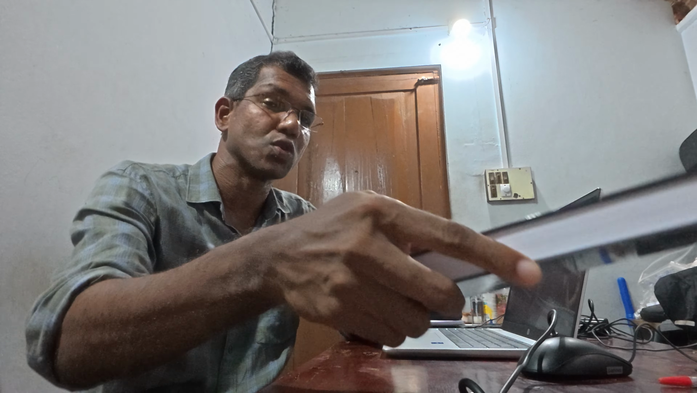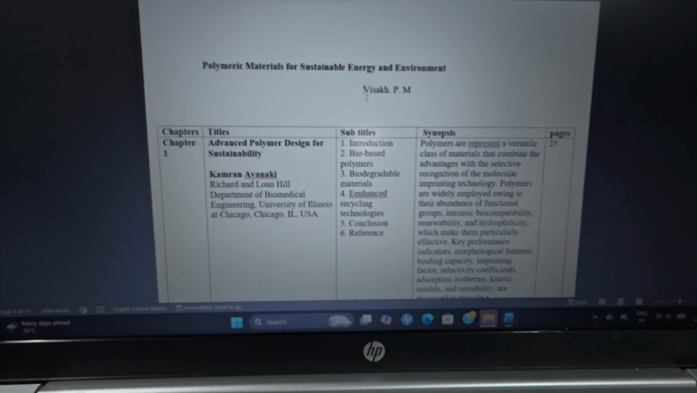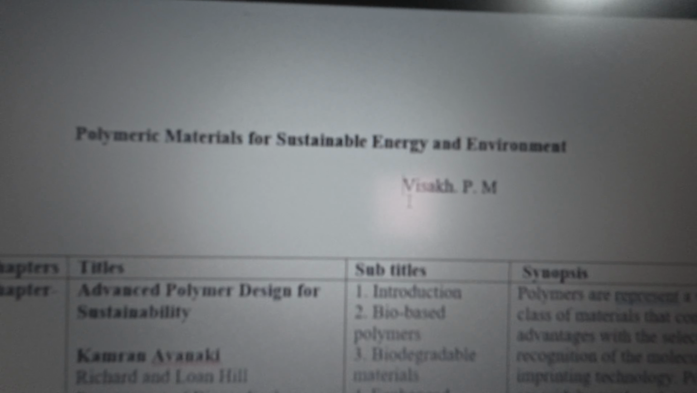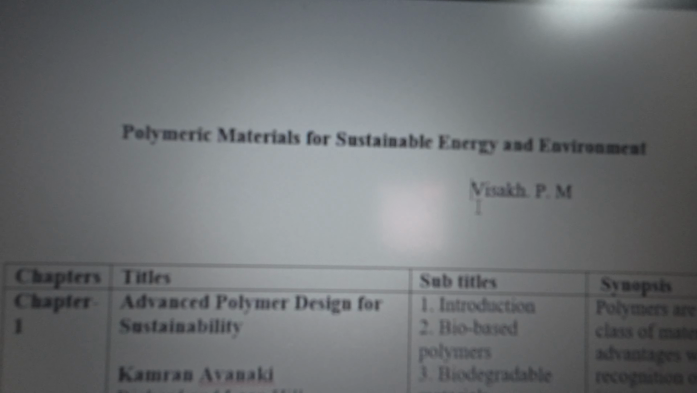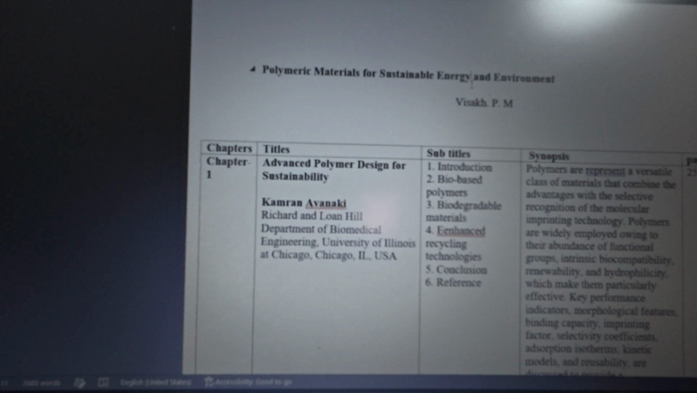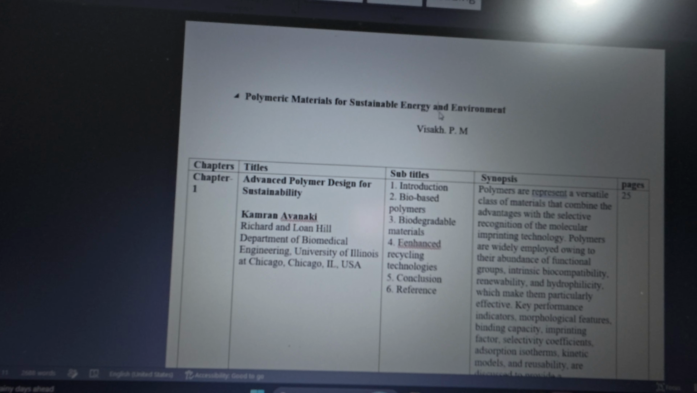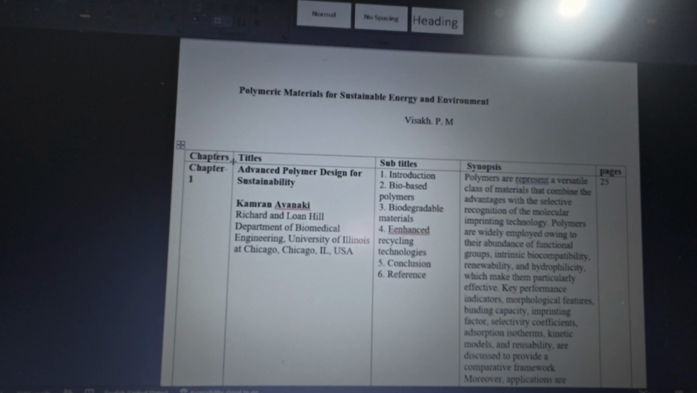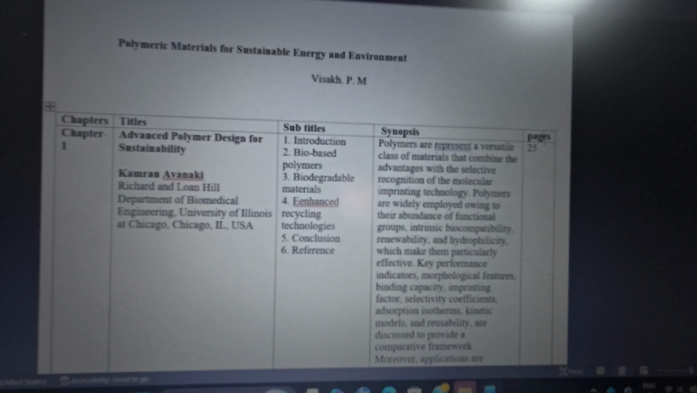So now I'm going to show you how you can edit a book. This is the first thing we can do for book editing. You have to choose the subject of the book. This is polymer materials for sustainable energy applications. So this is the topic of the book. And here we have a table with chapters, titles, subtitles, synopsis, and pages.